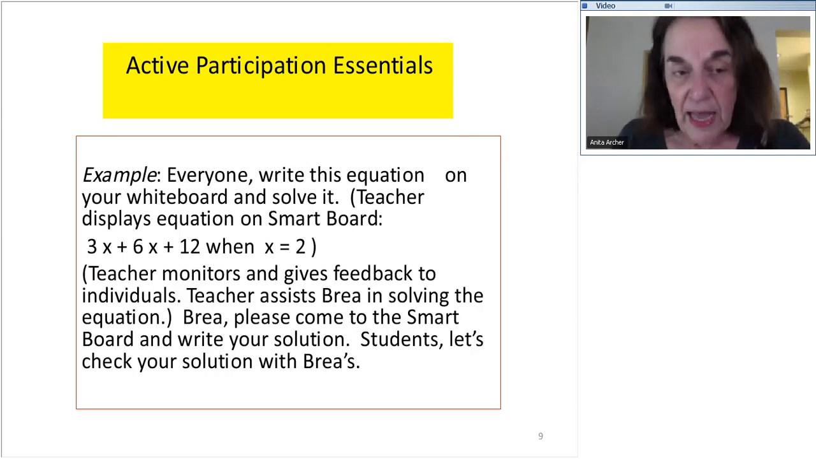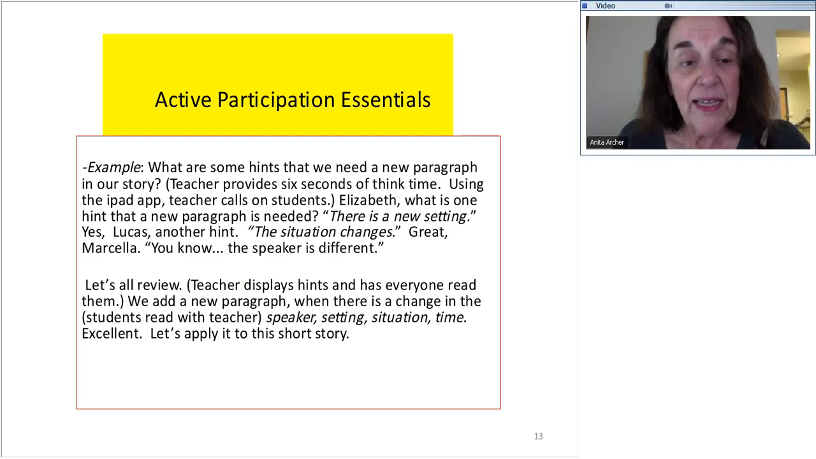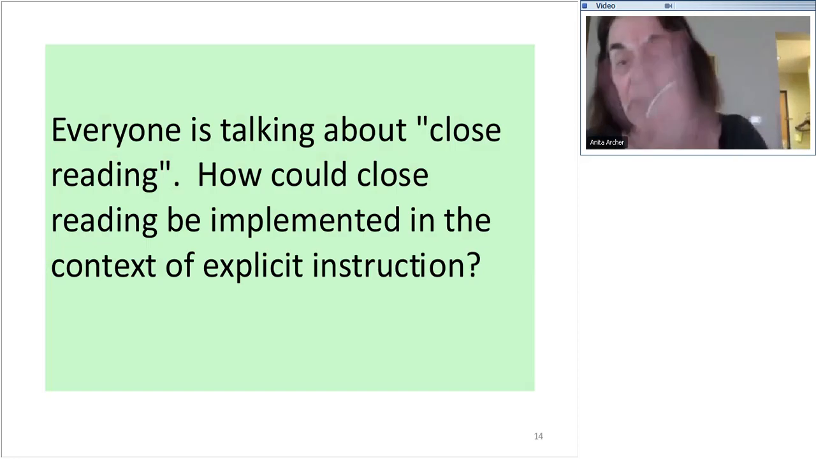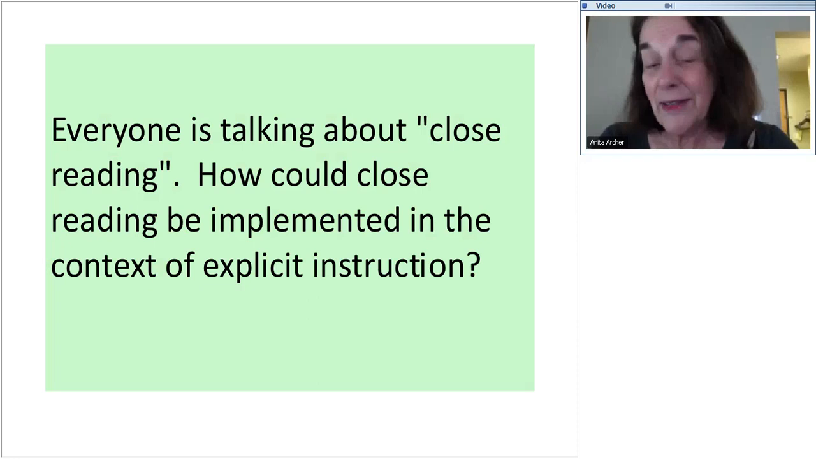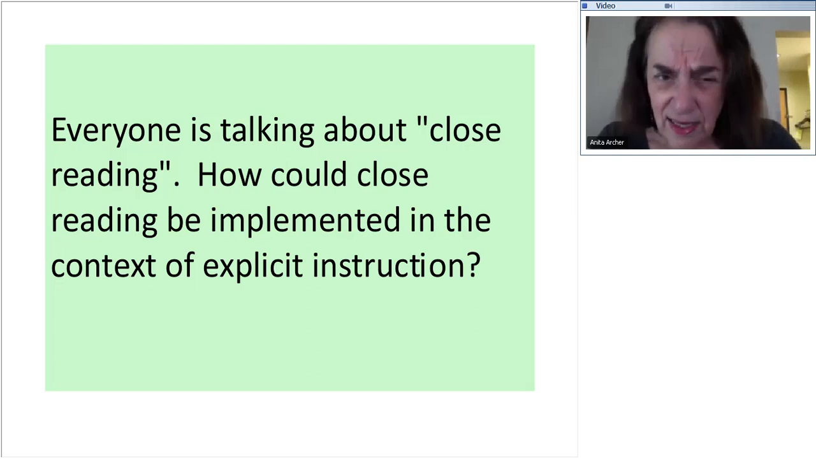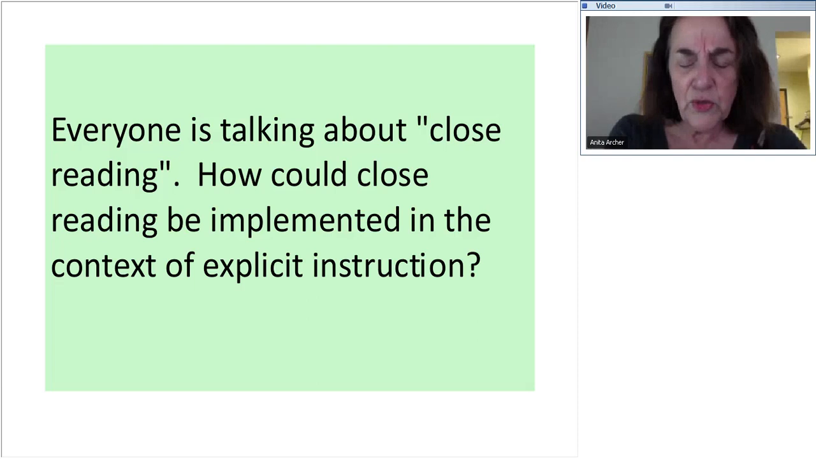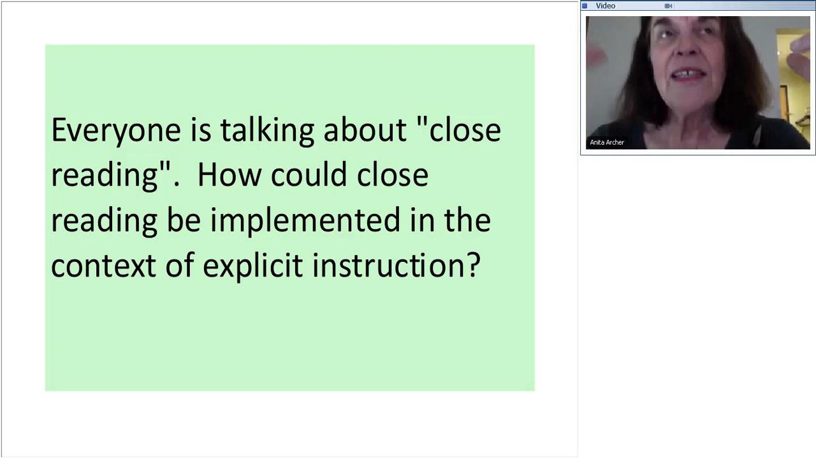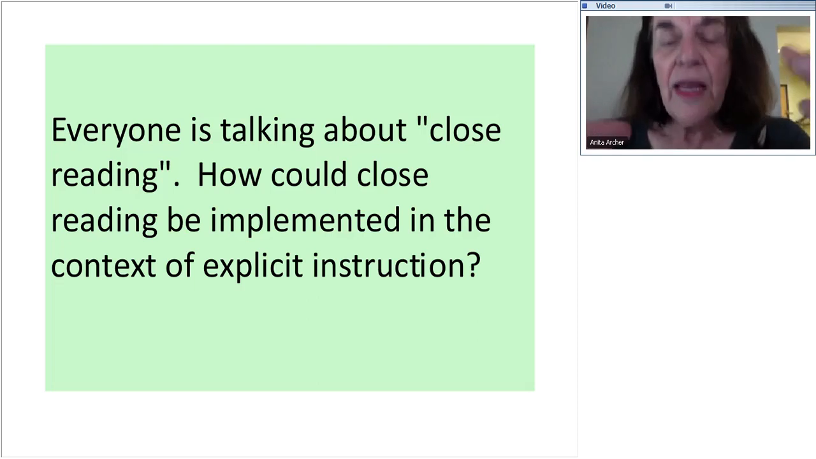Well, now we're hopping ahead, and we'll go until we get to the next question. Three people wrote me about close reading, so we're going to take a little time on it. One person said, everybody's talking about close reading. Now, how could close reading be implemented in the context of explicit instruction? Well, there's nothing that is inconsistent with explicit instruction, effective, efficient instruction, and close reading. Here is something, though, that I see not being talked about. And that is, how might close reading differ with narrative and informational text?